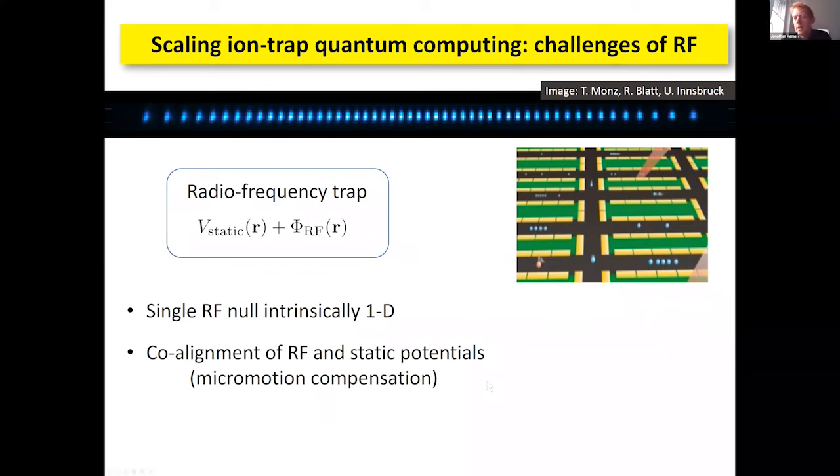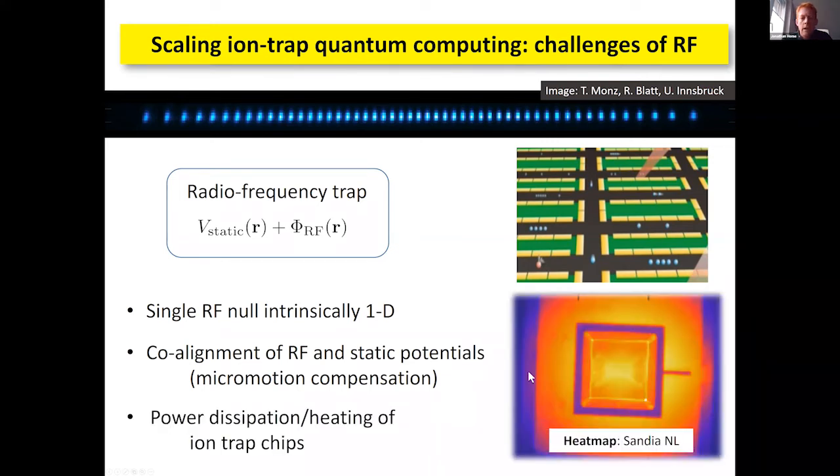And that means they're going to be very sensitive, I think, to noise and other problems. Another problem that's familiar to anyone who's worked with radio frequency traps is that to get to this point of the radio frequency null, typically you have to align your static potential exactly to that null. And that's often a daily task of experimenters, and as you go to higher levels of control, you have to do that better. That's a challenge because the static potentials tend to drift due to lasers hitting electrodes or something like that.